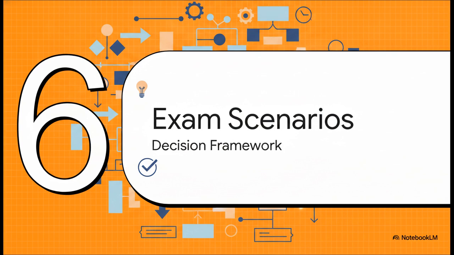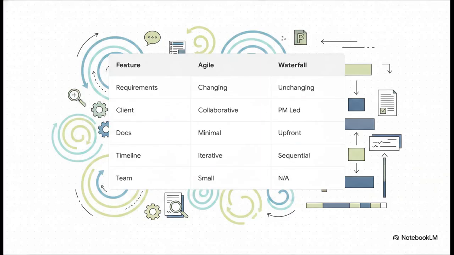Let's move to the good stuff and see how this all builds into your actual decision framework. This right here is the practical cheat sheet you need. When you're reading a scenario, mentally map out the constraints. Are the requirements changing or unchanging? Is the documentation supposed to be minimal, or is it heavily planned up front? As an architect, I'm also looking closely at risk level and budget.